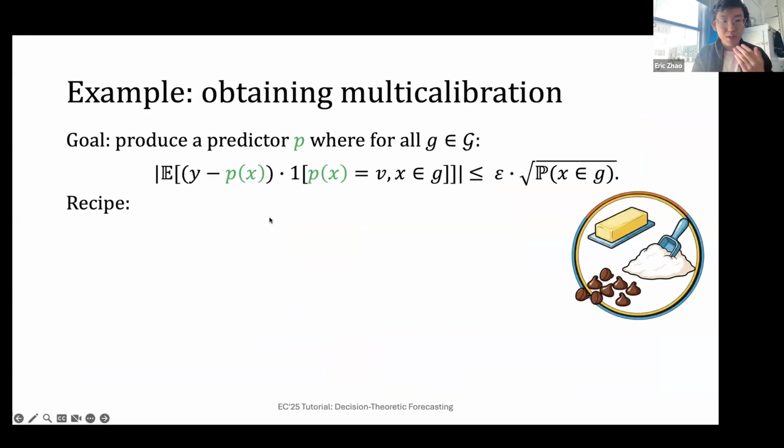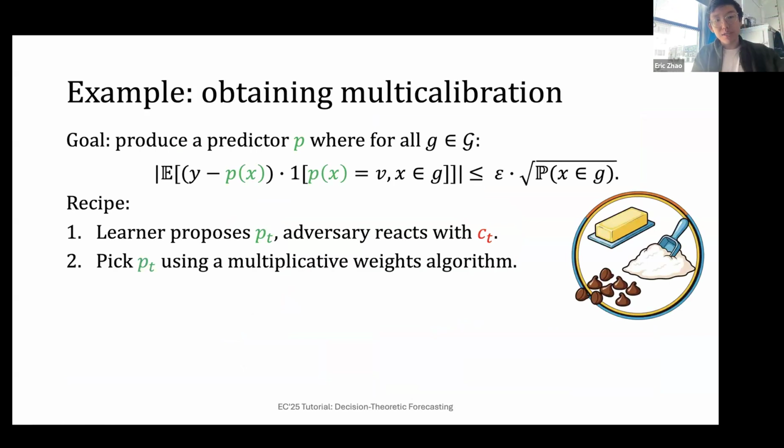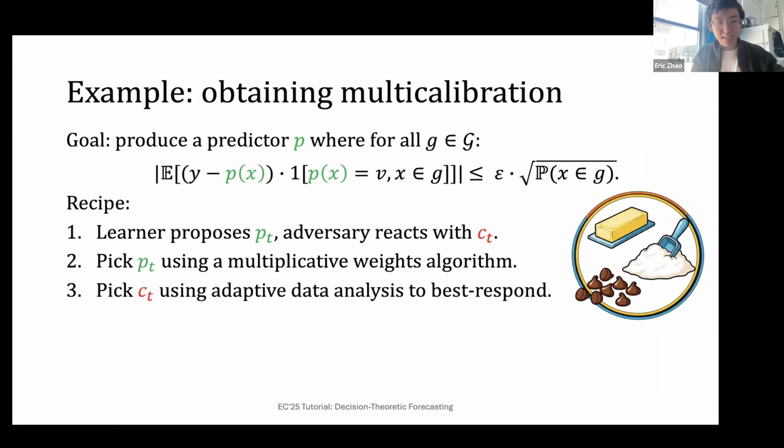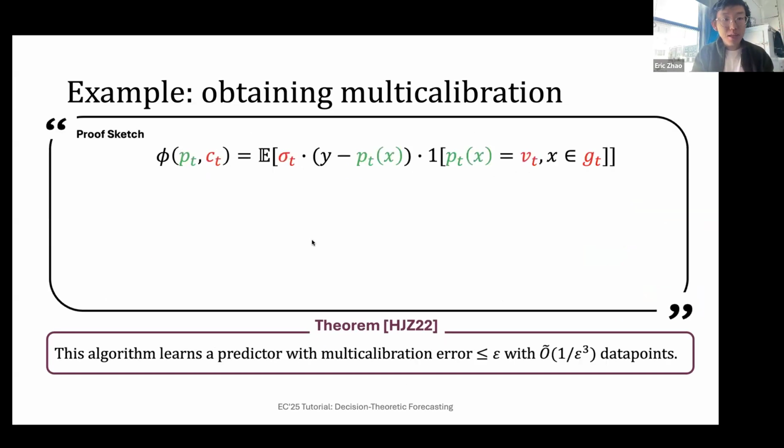This is multi-calibration, and the recipe we'll use is that the learner will move first because we're going to work in a batch setting. We're going to pick the predictor using a multiplicative weights algorithm, and we're going to have the adversary respond by best responding with an adaptive data analysis algorithm. I won't go through this proof formally, but the actual theorem that you get is that this will only cost you 1 over epsilon cubed data points.